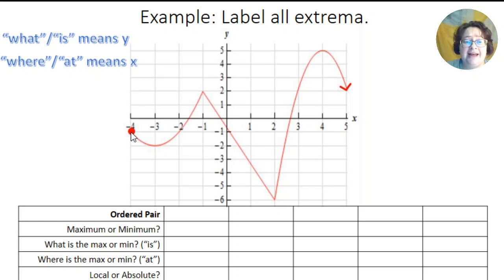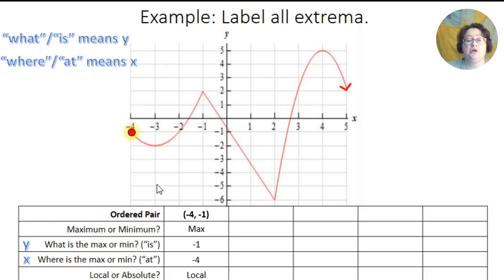Now we're going to start on this left side of the graph. And I see here I have a point. It's not an arrow, so this is actually where the graph starts. It doesn't go beyond this -4 right here on the x-axis. So this point is at -4, -1, and I'm going to write this down here in our table. This would be considered a local maximum because it is the highest point in this area of the graph. So what is it? Remember, what is y, and the y value here is -1. Where is the max or min? That's our x value, our x-axis. It's at -4. This one is a local maximum because there are other points higher on the graph, just not in this particular neighborhood.